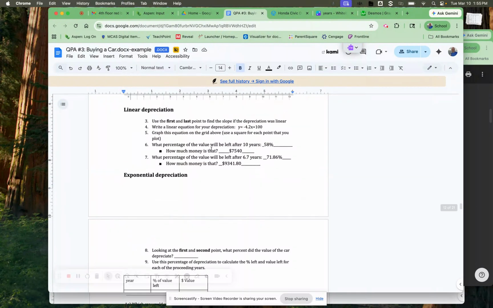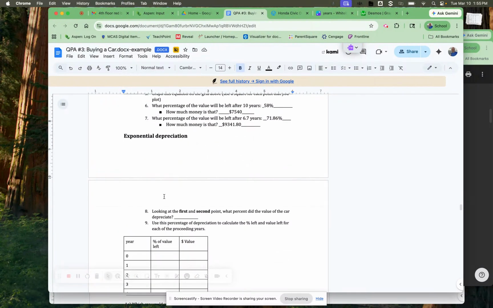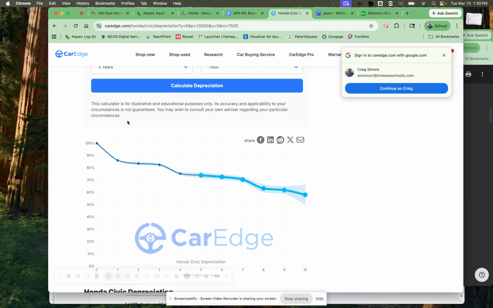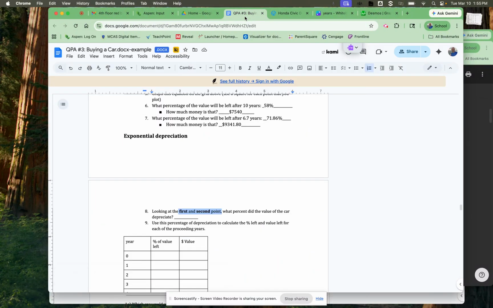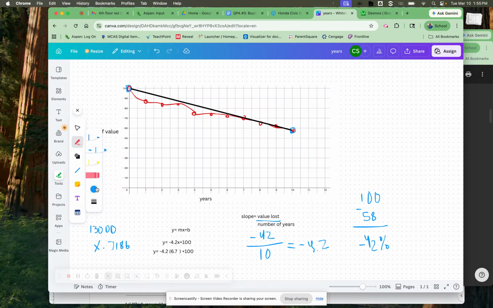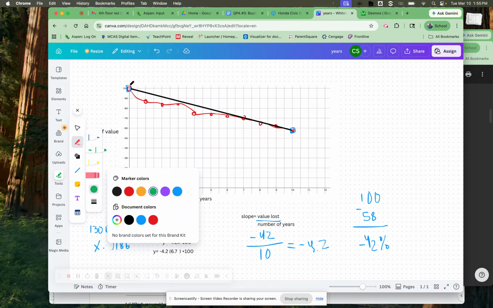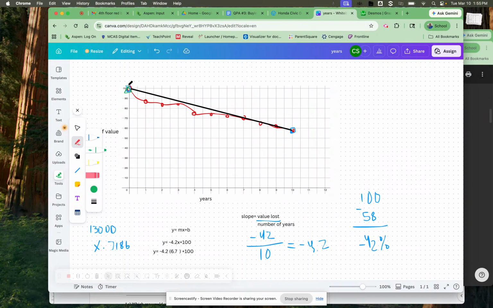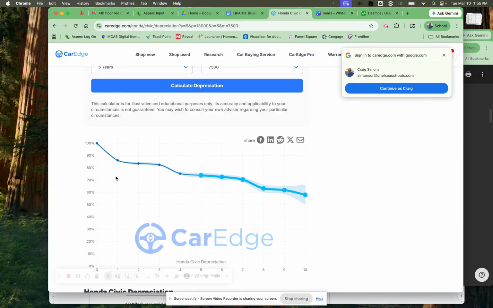That's linear depreciation. Now I'm going to do the same thing for exponential depreciation. So I'm going to take the first and the second point. My first point was 100, and I'm going to put a triangle. Pick a different color. I'm going to pick green. I'm going to put a triangle here. And then my second point, I'm going to put a triangle right here. My second point was 86%.